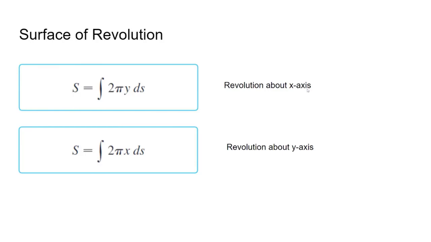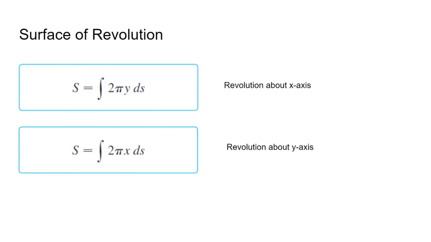We could be revolving about the x-axis, and then our function is y as a function of x. Or we could revolve about the x-axis and have x as a function of y. And the same two options apply when we revolve around the y-axis, which exhausts all options. So there's four of them. So yeah, this is surface area of revolution.